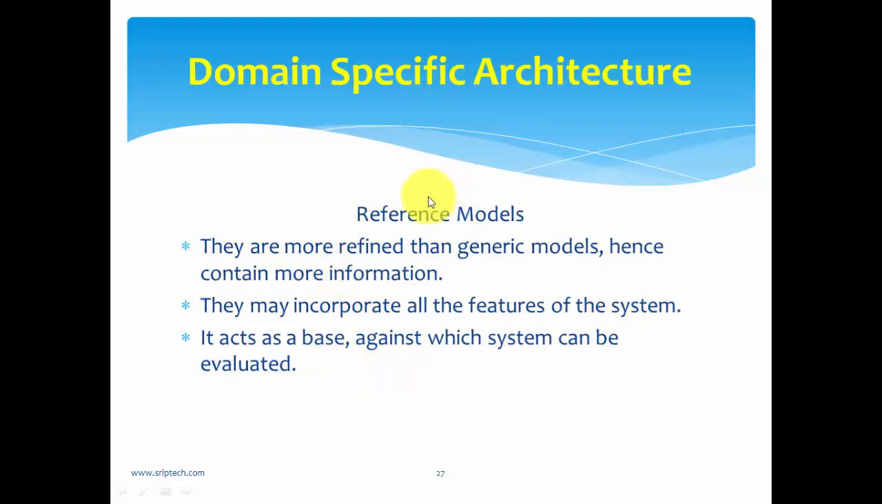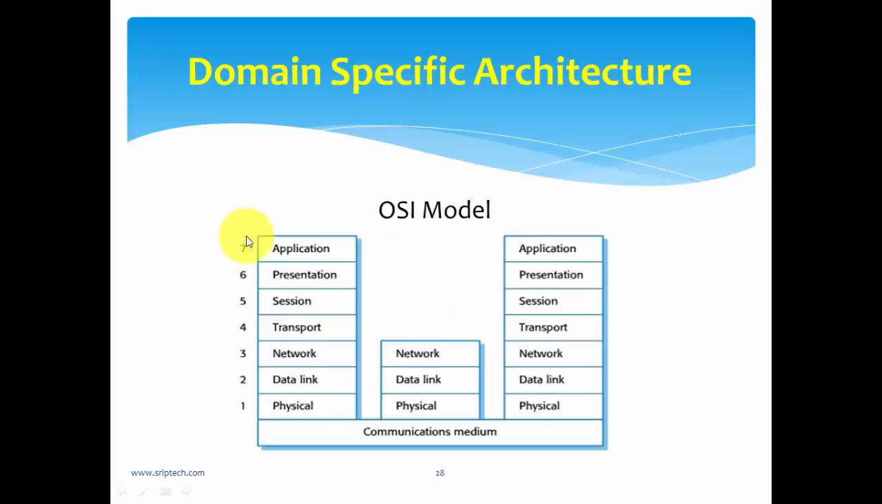Now there is another type of model called a reference model. Reference models are more refined than generic models, hence they contain more information. Generally, generic models do not contain all the information. We need to go for another type of model where more information is present, and that is called a reference model. They may incorporate all the features of a system. So generally, a reference model incorporates more features than a generic model, and it can act as a base against which systems can be evaluated.